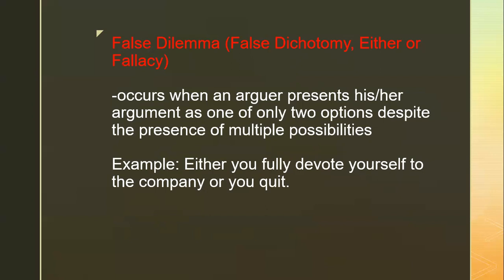First we have false dilemma. False dilemma is also called false dichotomy or either-or fallacy. It occurs when an arguer presents his or her argument as one of only two options despite the presence of multiple possibilities. Example: either you fully devote yourself to the company or you quit.